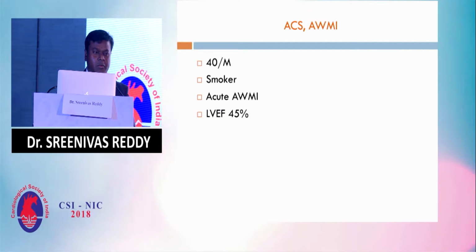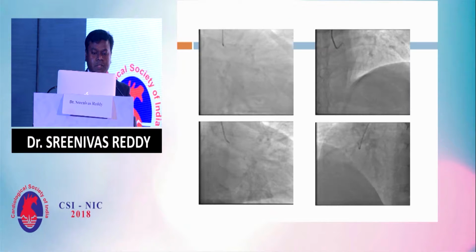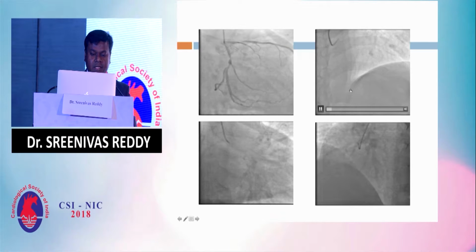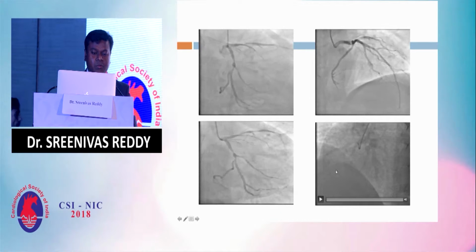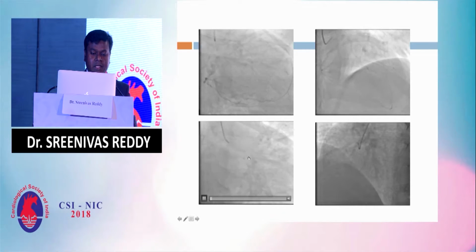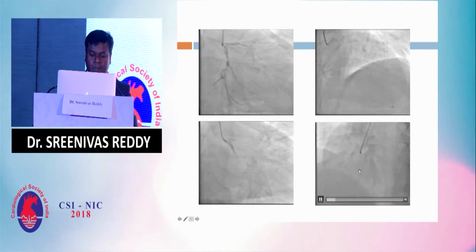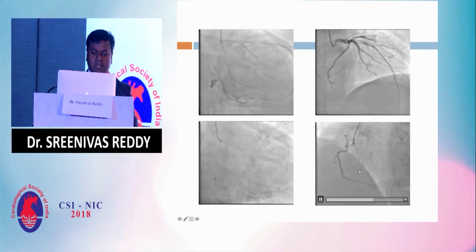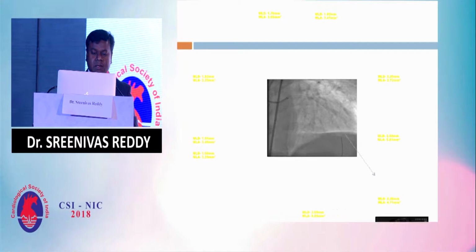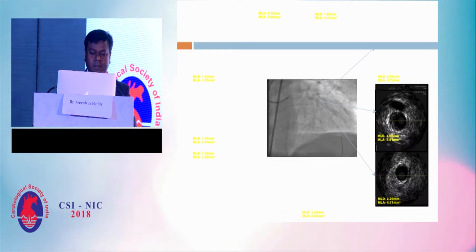So this is a 40-year-old male patient who is a smoker, acute anterior MI with an ejection fraction of 45%. You can see here there is a proximal discrete lesion. Left dominant circulation with LCX also diseased, and imaging taken from the LAD.